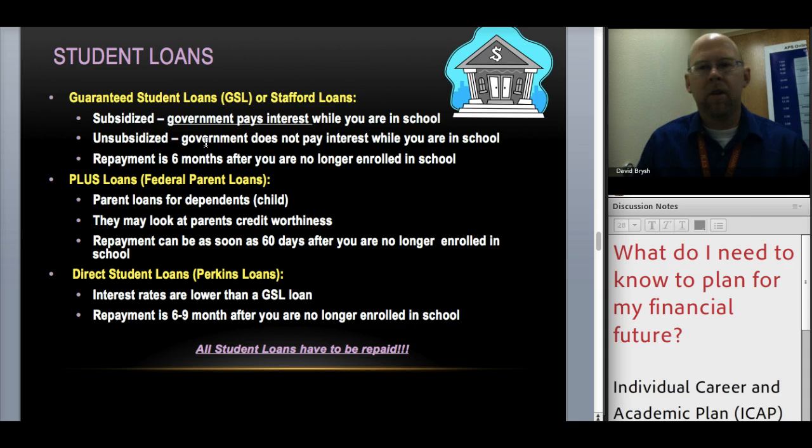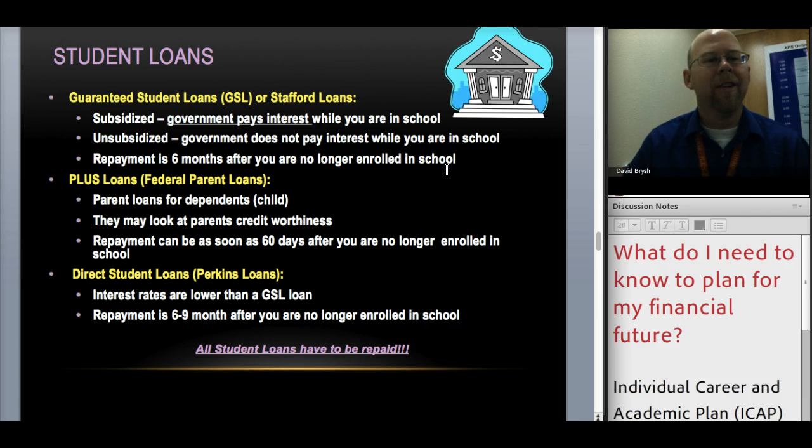So it shouldn't prevent you from going to school necessarily, but it's better to get subsidized than unsubsidized, obviously. And then you start repaying your loans 6 months after you're no longer enrolled in school. So if you drop out of school, then you have to pay 6 months afterwards. If you graduate school, you get 6 months to find a job that pays well that you can repay your loans with.